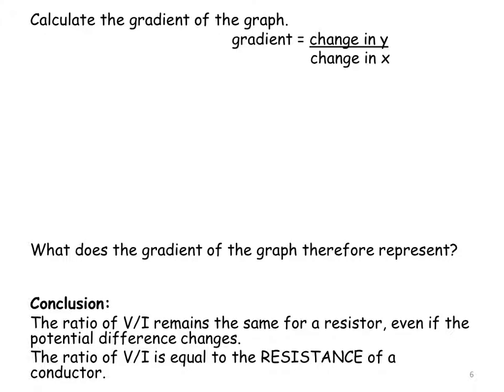So we've calculated the gradient, it's change in y over change in x, and the gradient of the graph for Ohm's law always represents the resistance. And the ratio of V over I is the resistance, and Ohm's law states that potential difference and current will increase in direct proportion to one another, and the direct proportion comes from the fact that we land up with a straight line graph going through the origin, and therefore it will be a direct proportion as long as the temperature remains constant.